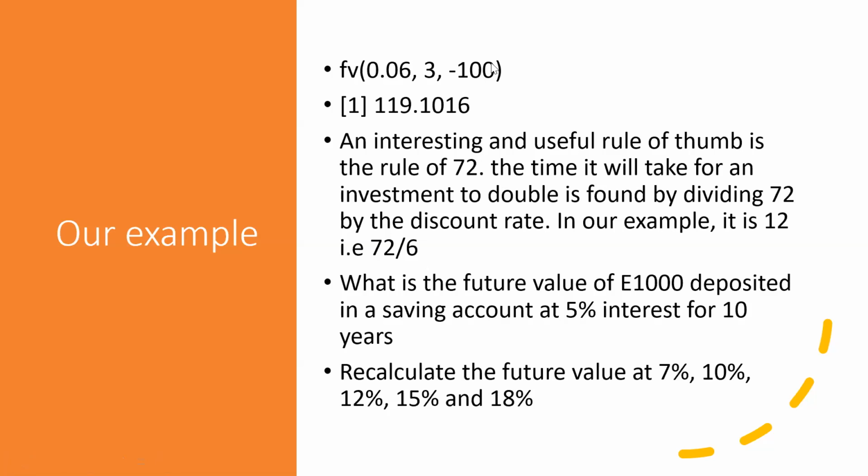Then the present sum. The present sum in our situation now is 100. But since you want to calculate the future value, you have to put minus here. So minus 100. If you do it correctly, then it's going to give you this. Try to check whether you are going to get the same answer. That's very good.